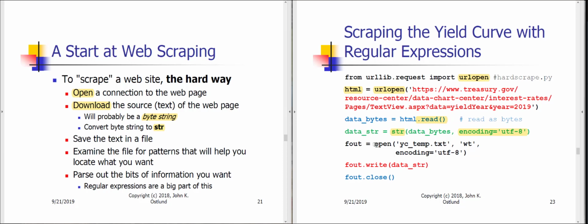What we're going to do here is open an output file, yctemp, which stands for yield curve temp.txt. We're going to write the data string into the file and then close the file. Once we have that string stored in a file, we can edit the file and look for patterns that we're interested in, and then we can write code that will parse out the pieces of information that we want. Regular expressions are often a very important tool for doing this parsing of the information contained in the file.